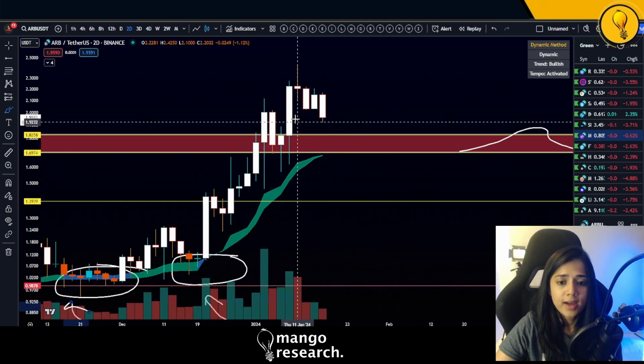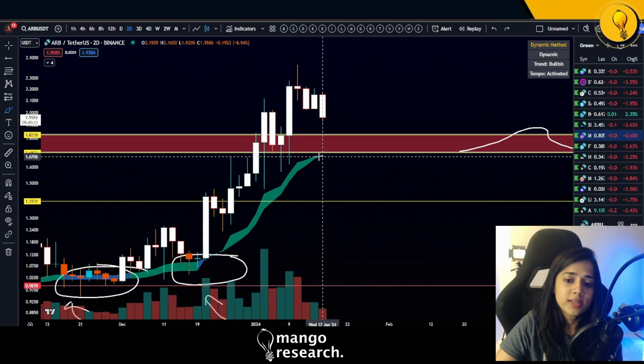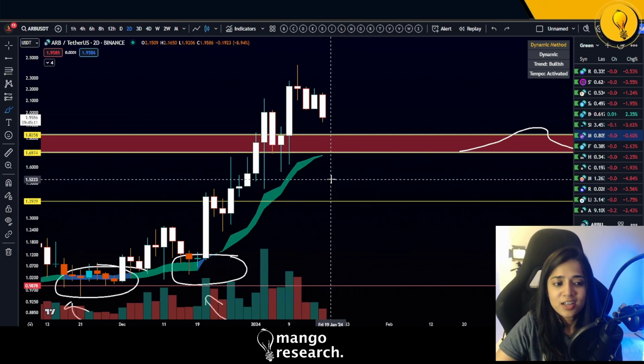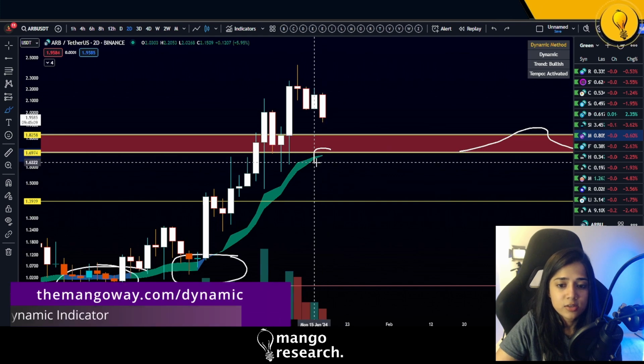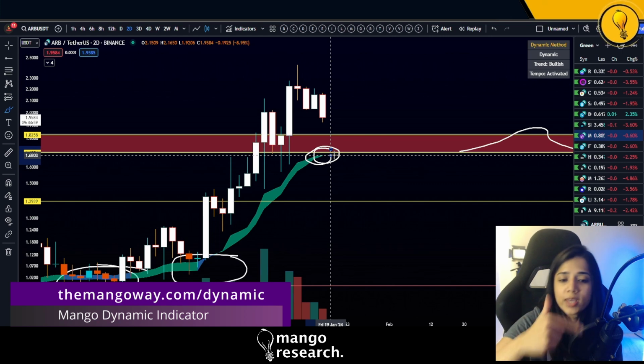Now, once again, guys, I'm going to be looking towards dynamic support. And I want you to notice, where is that dynamic indicator coming in at? $1.69. Okay, there's confluence on that region. We have a weekly region of support at that level, $1.69. But in addition to weekly support, we also have the dynamic cloud swinging in right there.